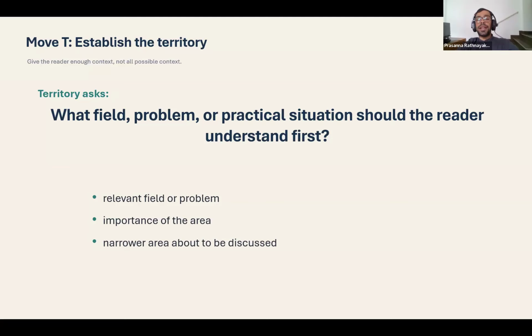For example, if your study is about corrosion monitoring in coastal concrete structures, you probably do not need to begin with the invention of concrete, right? You may need to begin with the exposure condition, the problem of deterioration, and the need for monitoring. That's it.